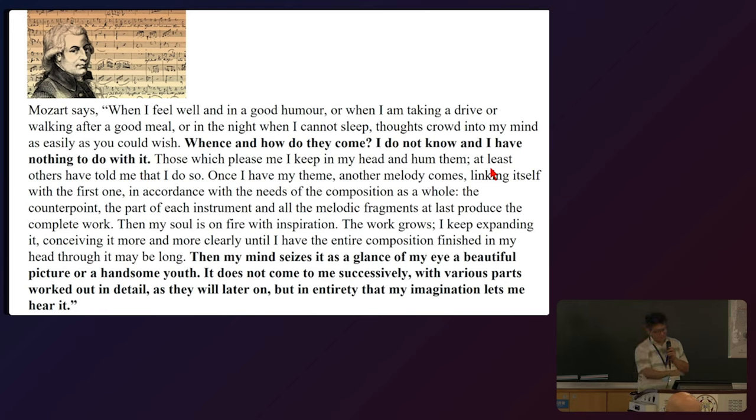And then later on, he keeps going, and he starts having some humming sound, and then in his mind the melody grows and keeps expanding, conceiving it more and more clearly until I have the entire composition finished in my head. Though it be long, my mind sees it at a glance of my eye, like a beautiful picture, just one steady picture, or a handsome youth. It does not come to me successively, with various parts worked out in detail, as they will later on, but in its entirety, that my imagination lets me hear.